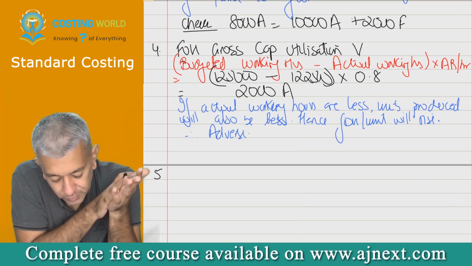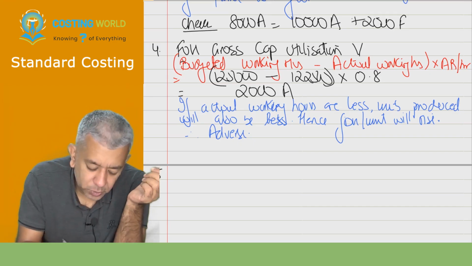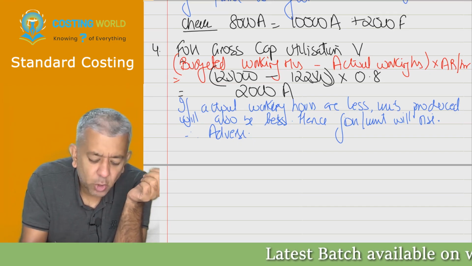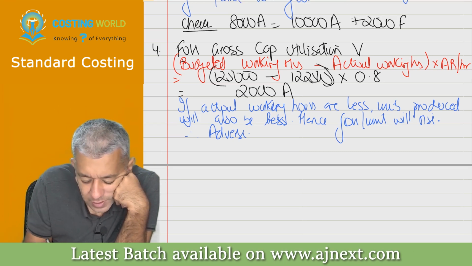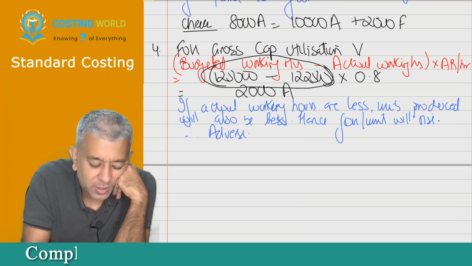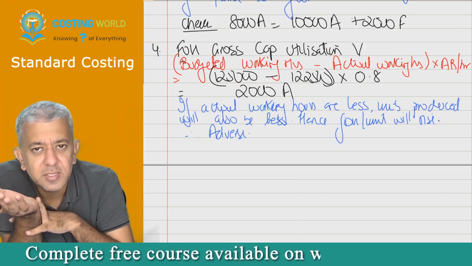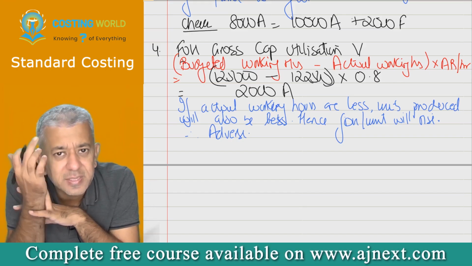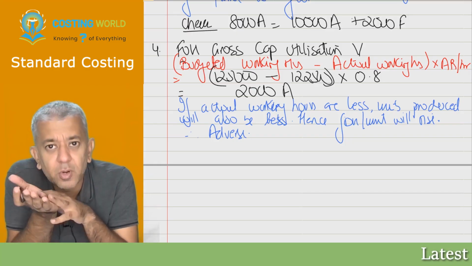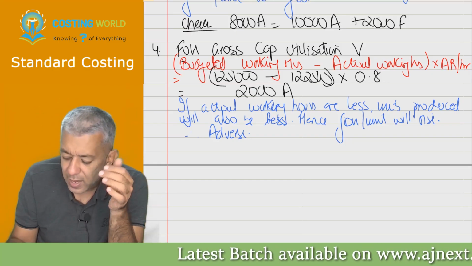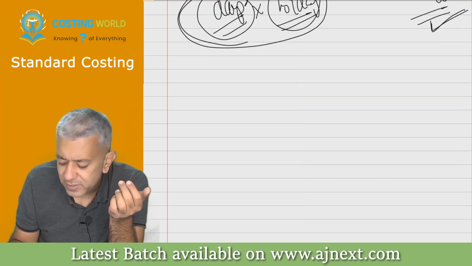Now see, I wanted to proceed to the fifth variance, but one thought came to my mind. What was that particular thought? Why did workers come to the factory for 2,500 fewer hours? There must be some reason that workers have come to the factory for a lesser number of hours in the year.